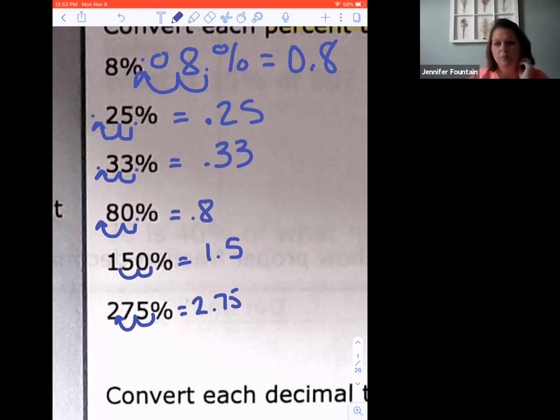And once you finish, you can look up and check yours. So 80% is equal to decimal 0.8. 150% is equal to 1.5. 275% is equal to 2.75. So remember, anything over 100% means I have more than one whole. So in this situation with 150%, I have a whole of something and half of another. With 275%, I have 2 of an item and 0.75 of another item, or 3/4 of another item. So I almost have 3 total of that, okay?